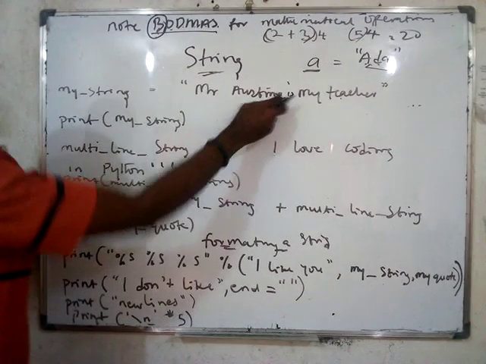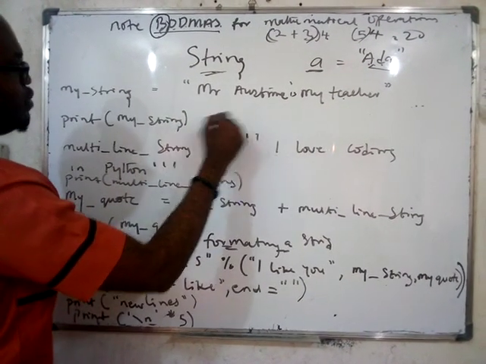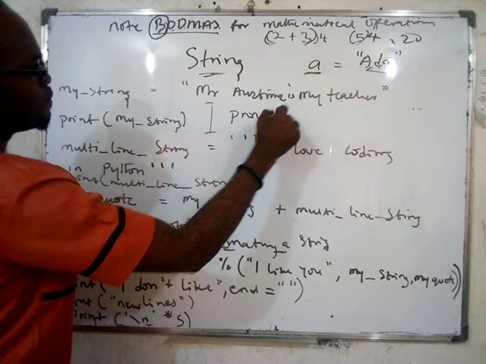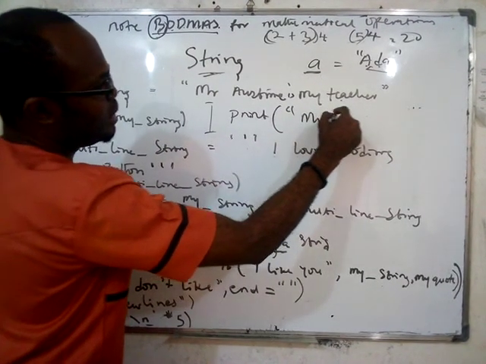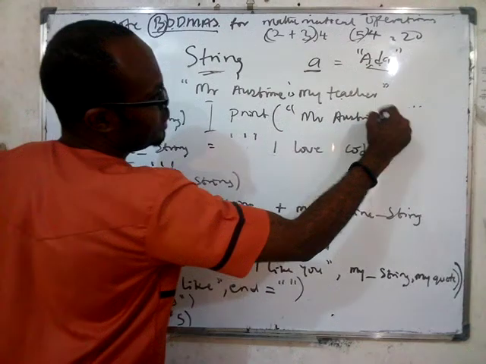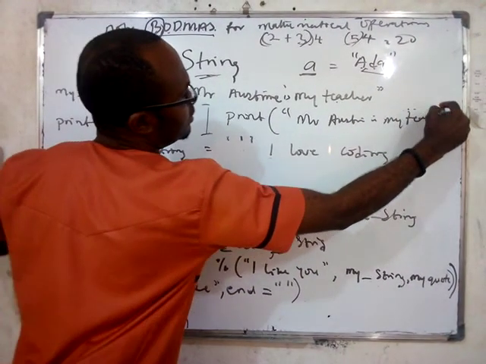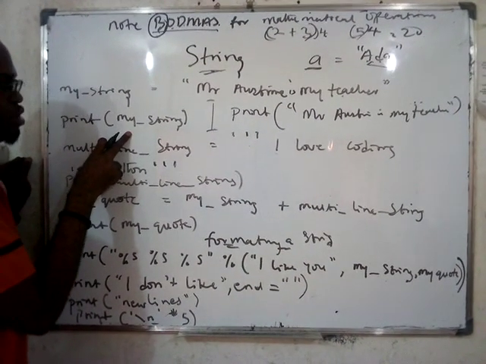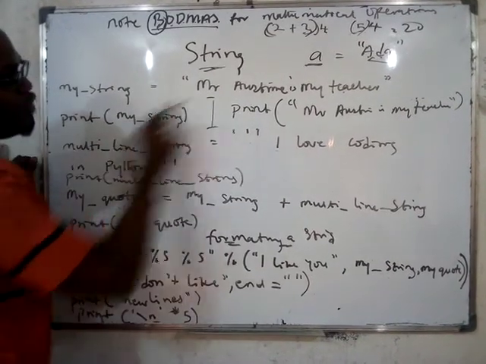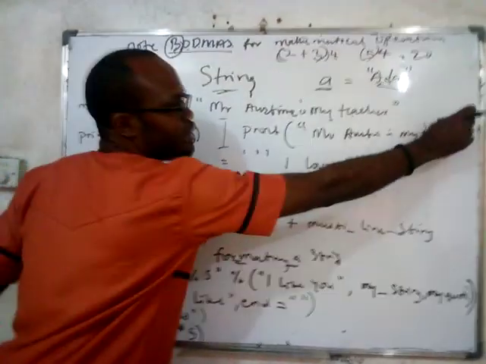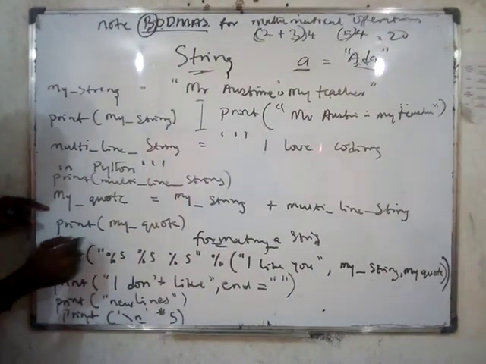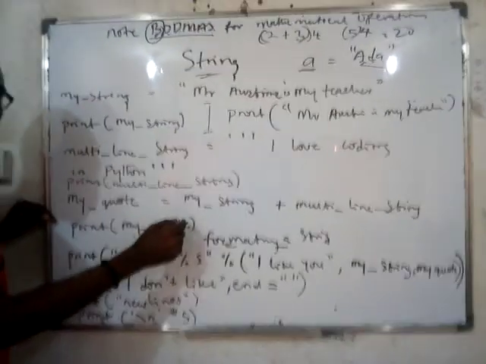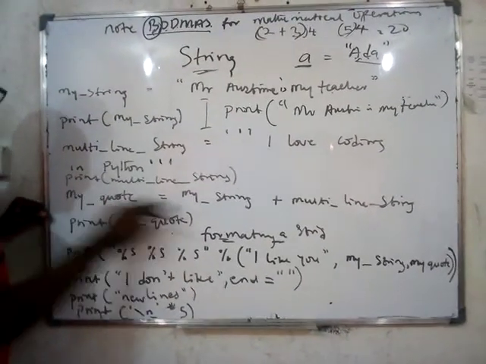But what if you want to print this one without this my string, without this variable? What would it have been? It would have been print in brackets Mr. Austin is my what? Teacher. You see, this one is in quote, but because you are putting a variable, you don't need to put quote on top of a variable. Is that clear? But if you are putting the string directly, you have to put this double quote. So that's why we say print my quote. This my quote is not a string. It's a string, but it doesn't have quote. Why? Because this is a variable representing this string.